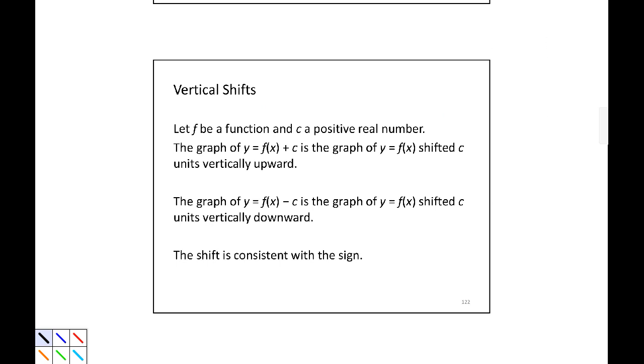Let f be a function and c be a positive real number. The graph of y equals f of x plus c is the graph of y equals f of x shifted c units vertically upward. Notice we have plus c is vertically upward, minus c is going to be vertically downward. And as it says down here, the shift is consistent with the sign. So if we have f of x plus some value, we're shifting up that many units. And if we have f of x minus some value, we are shifting downward that many units.